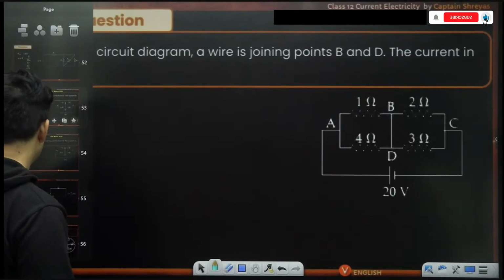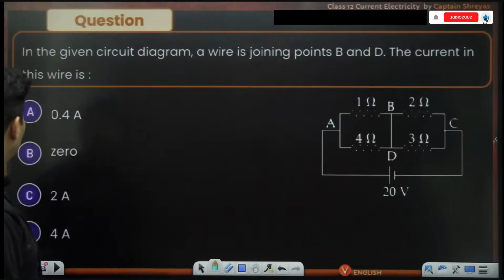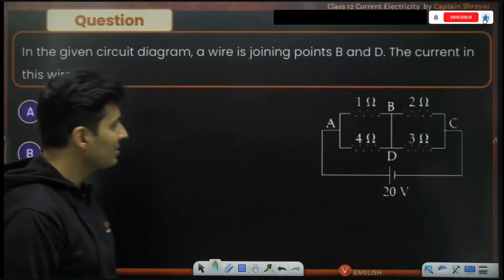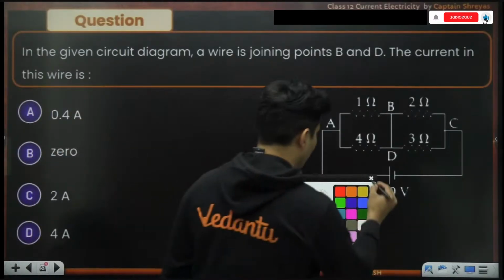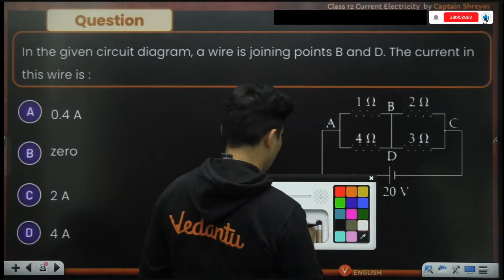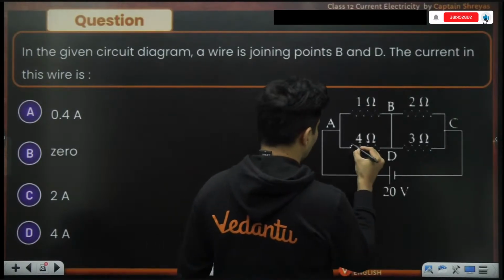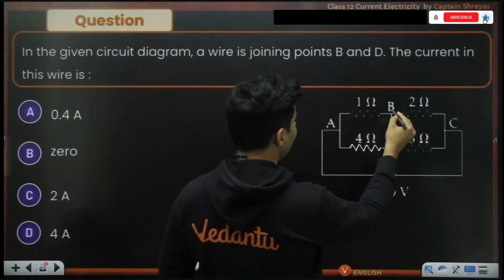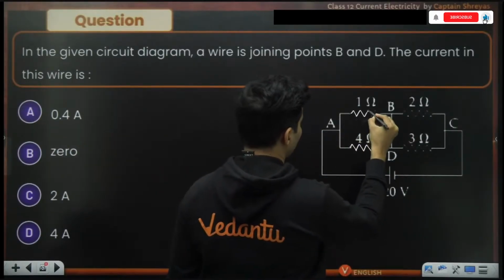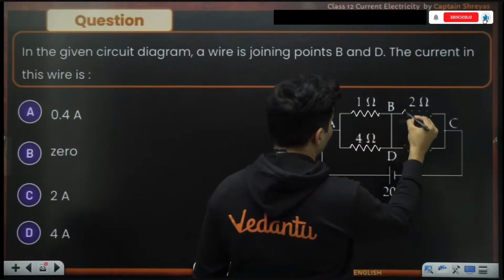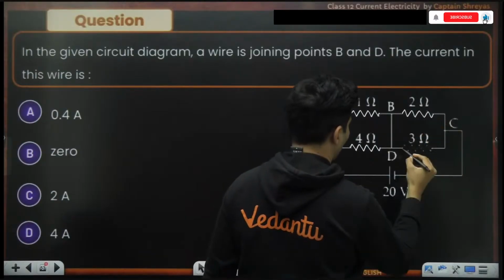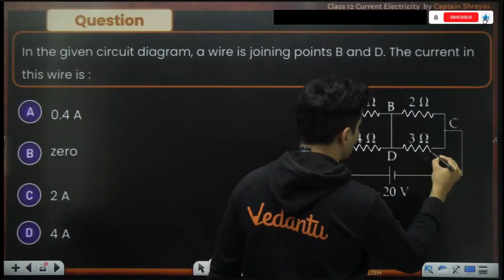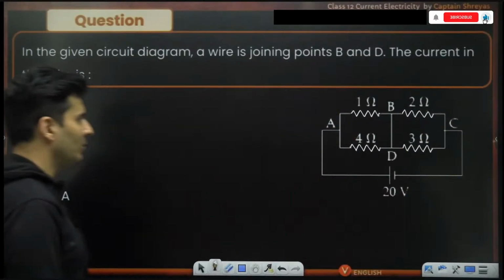Now, let's solve this particular question, which is a PYQ of 2020. This is a very good question. I think the diagram is not so clear, so I'll just draw it. Meanwhile, read the question. The question is to find the current in the wire joining B and D. Very nice question. Many students got confused in this. If you can solve it in the first go, hats off to you.